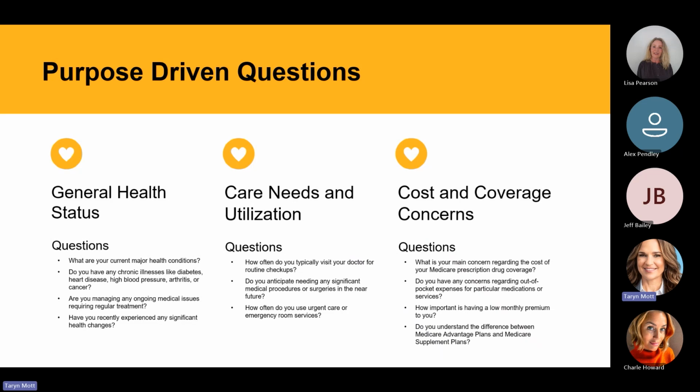Cost and coverage concerns. What is your main concern regarding the cost of your Medicare prescription drug coverage? Do you have any concerns regarding out-of-pocket expenses for particular medications or services? How important is having a low monthly premium to you? Do you understand the difference between Medicare Advantage plans and Medicare Supplement? Even after you explain it, they're still going to think a Medicare Advantage plan is a Medicare supplement. I had that happen yesterday. And I can tell you, I said it upside down, inside out, right to the left, left to the right. Sometimes they just don't get it.